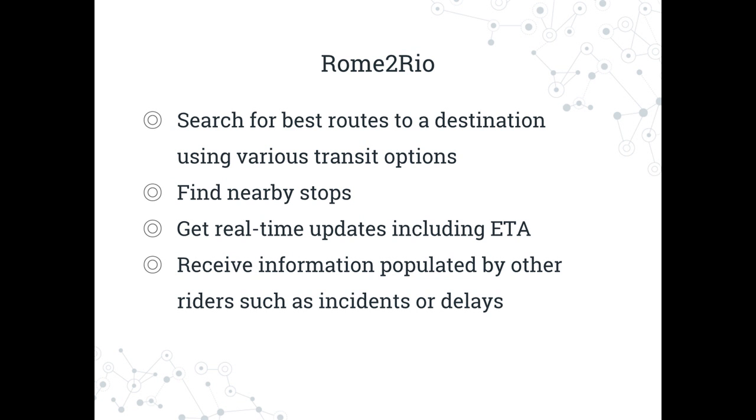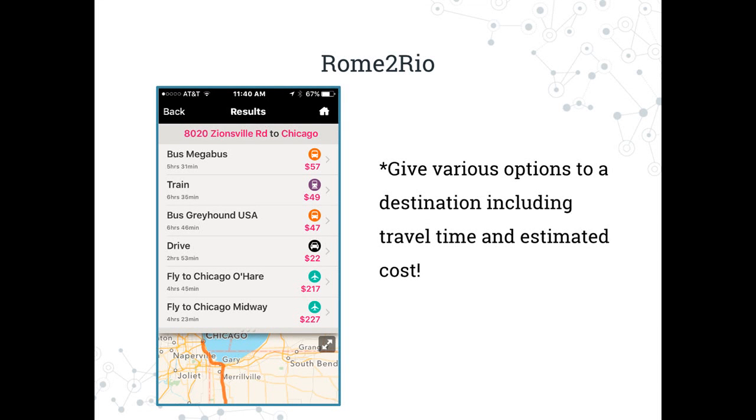It gives you the updated schedules of when these will be leaving, and also it gives you the estimated cost. So on here I have a pricing of the options from where we're located in Indianapolis to Chicago. You can see on the screenshot, it lists Megabus, a train, Greyhound, driving, or flying to Chicago O'Hare or Midway, and gives the estimated cost for it. So if you were to select one of those options, it would give you more detailed information about that. And then underneath, you can see the estimated time for each option.